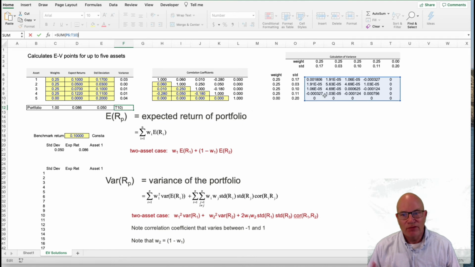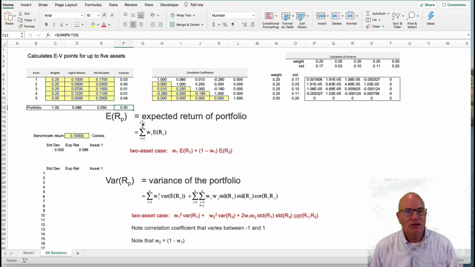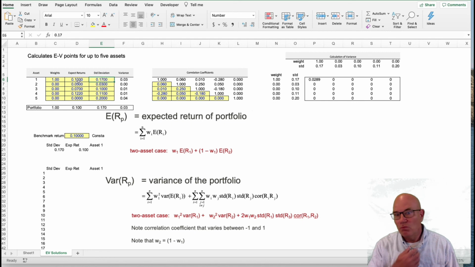We could have 5. In this spreadsheet, you could easily add 6, 7, 8, 9, 10. It would be fairly easy to do. So that's where this variance comes in. Its calculation is done over here. And our standard deviation then is the square root. Again, if we put 1 and 0, 0, 0 here, our standard deviation is going to be the same as asset 1 because that's all that's in our asset. Those are the equations and how we choose to implement them in Excel.